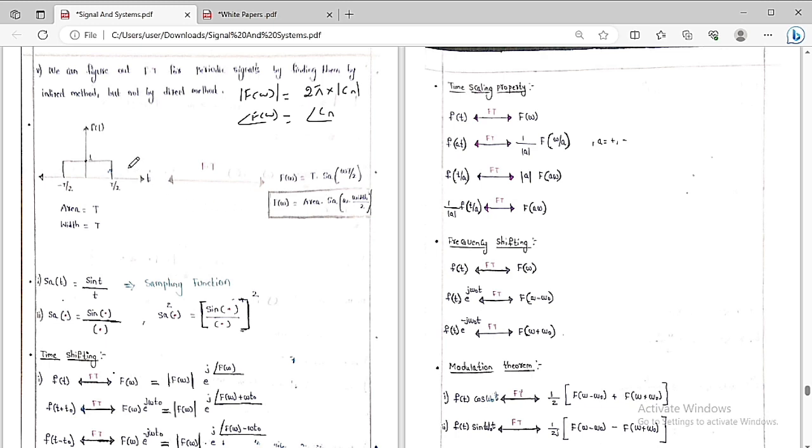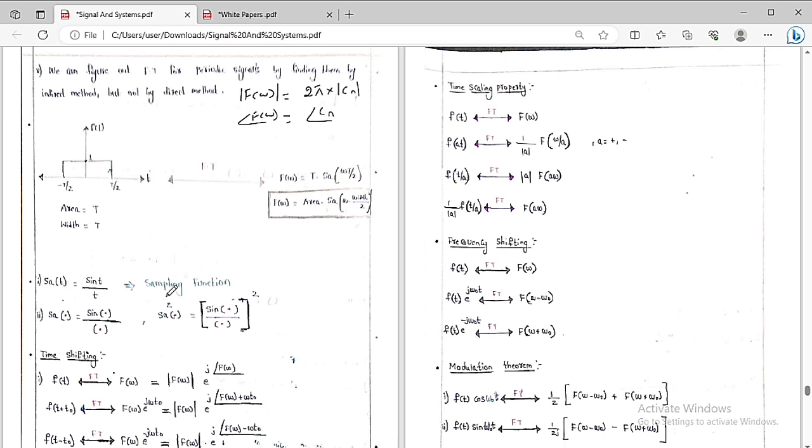So for the rectangular pulse, first try to find the width and the area. The Fourier transform F of omega is equal to area into psi of omega into width by 2. So this formula you have to keep in your mind. Area we know, width we know, substitute, and we get the Fourier transform for this rectangular pulse.